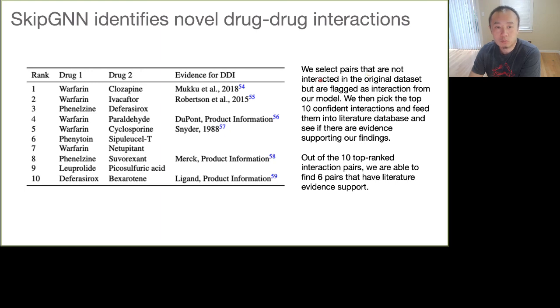And finally, we used SkipGNN to try to identify some novel drug-drug interactions, and then we looked for some more recent publications. This is the top 10 most confident interactions that the algorithm identified. Out of these 10 top-ranked interactions, we were able to find 6 pairs that have literature evidence support, which shows that SkipGNN is indeed very useful for identifying novel drug-drug interactions.